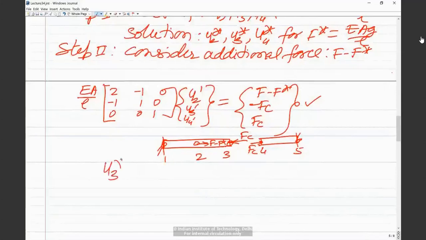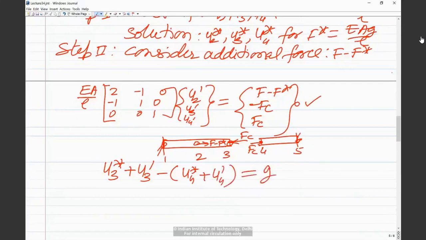So when we take the total displacement at node 3, which is U3 star plus U3 dash, minus the total displacement at node number 4, which would be U4 star plus U4 dash, this difference must be equal to G, because it will deform in such a way that this difference will always remain G, because G was the gap. So now we have 4 equations and 4 unknowns. From these 4 equations, you can solve for U2 dash, U3 dash, U4 dash and Fc.